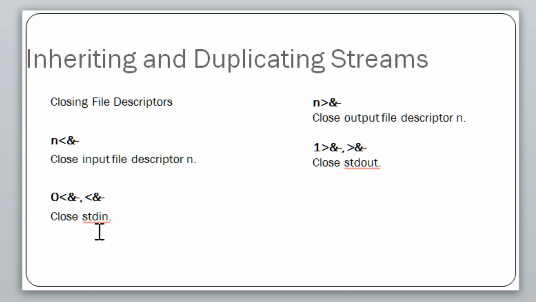Here we're closing the standard input, so we use the minus sign, ampersand, less than sign, and 0, right? Because standard input is 0, and standard output is 1, and standard error is 2, okay? So we're closing the standard input here.